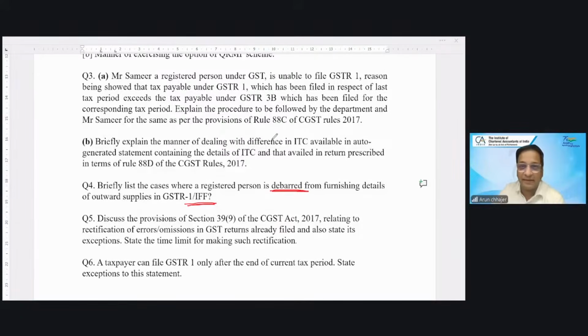We have just read two situations, 88C and 88D. In these also we cannot file the subsequent R1. Correct. Then, last 3B not filed. Not having business activity will not restrict you from filing R1; you can file R1.